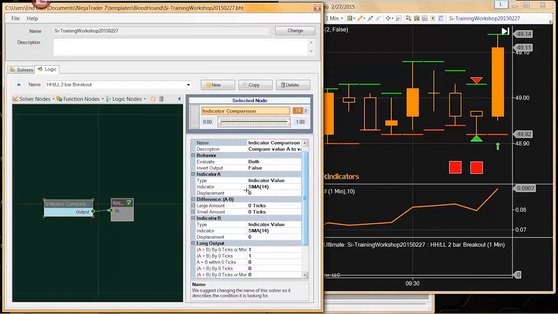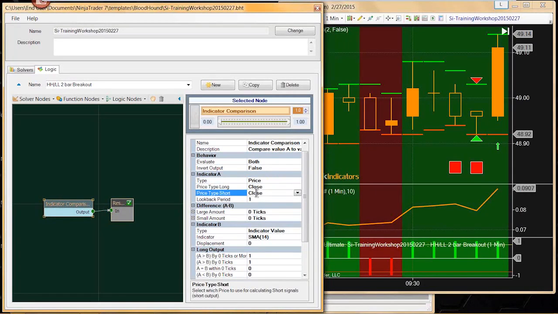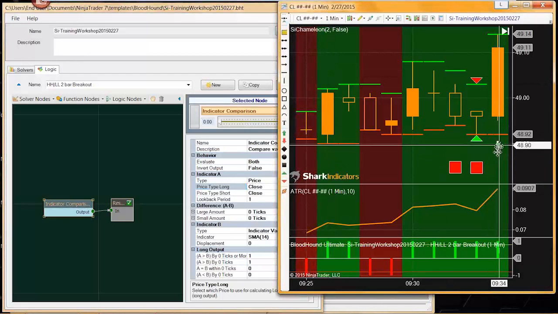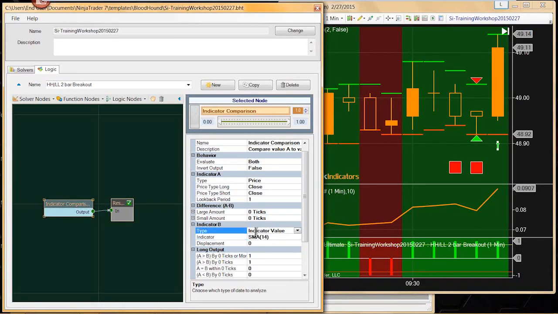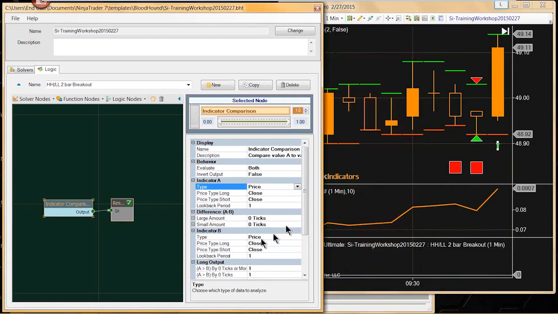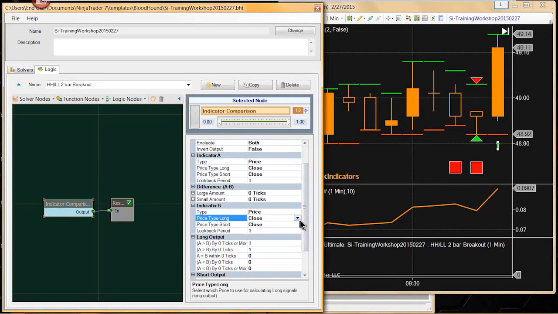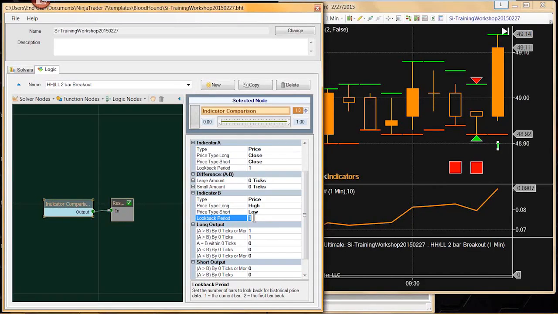We could use Chameleon in the solver, or we could just use the solver's price type from now on. Just like the previous solvers, we're going to set our type to price, and we're interested in the closing price, so we're going to be comparing the closing price of the current bar to the previous 2 bars' high and low. I'm also going to set up indicator B to the price type as well. For a long breakout, once again, we're going to use the high price, and for a short breakout, we're going to use the low price, with a look back of 3 because we want to be looking at the previous 2 bars.